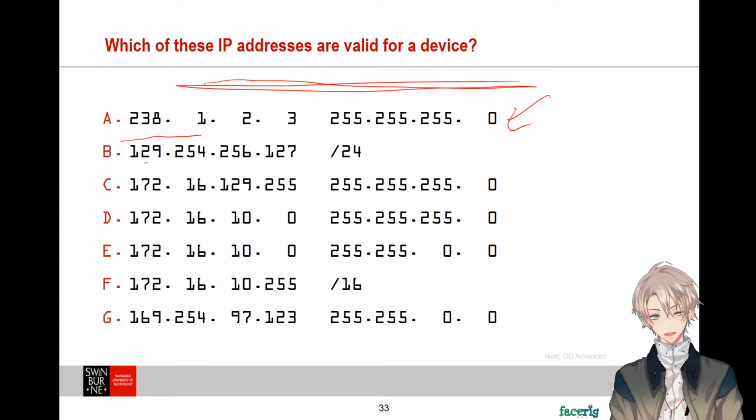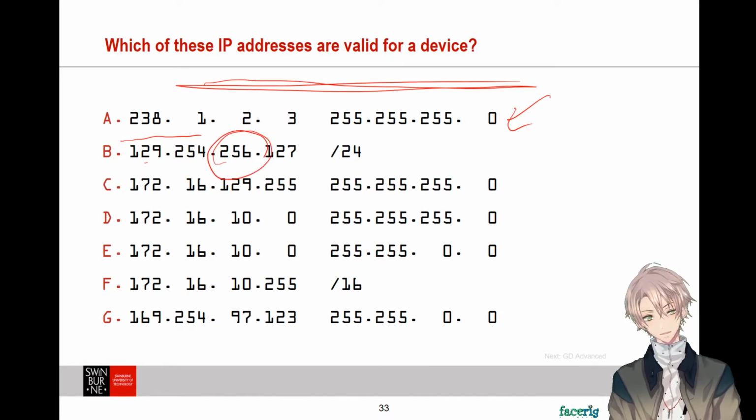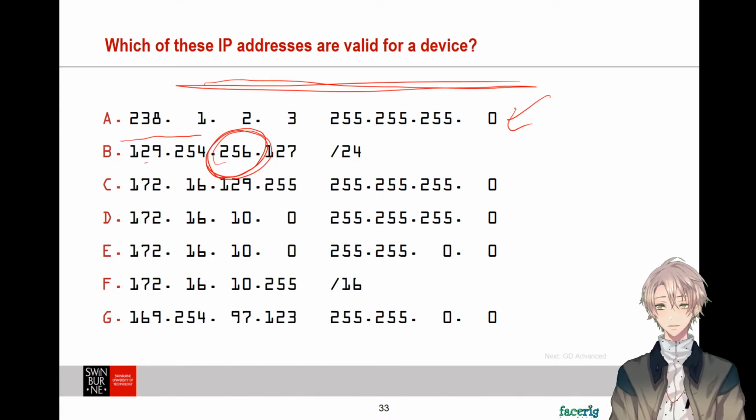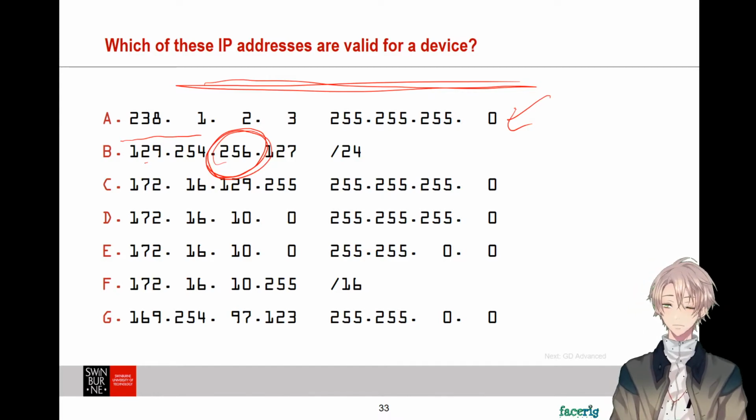And this one, 129.254.256.127, is not a valid IP address because there's nothing such as 256 in IPv4 addresses.